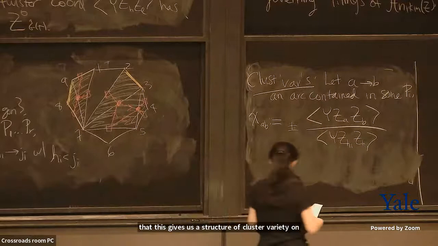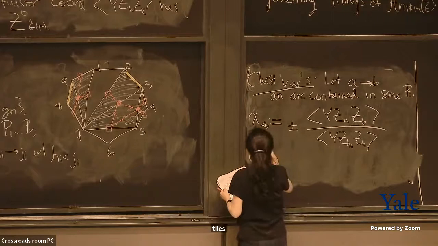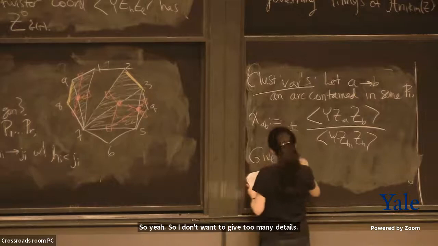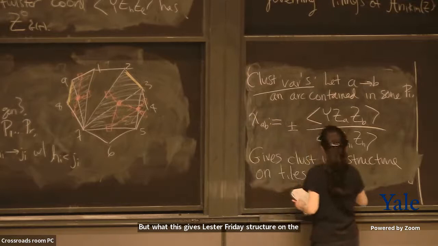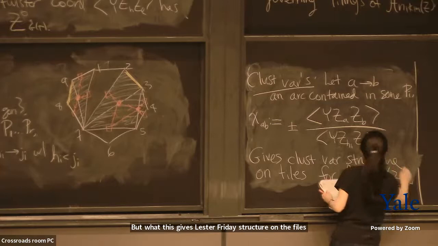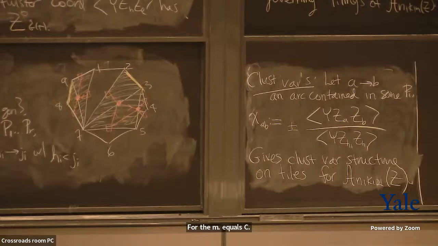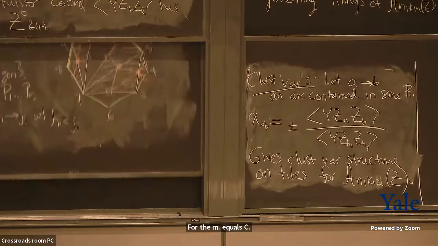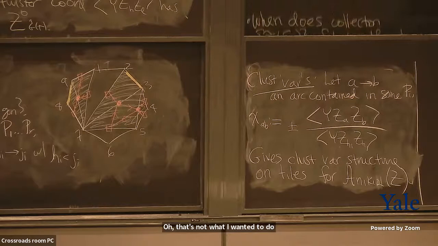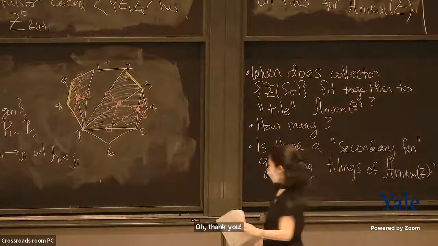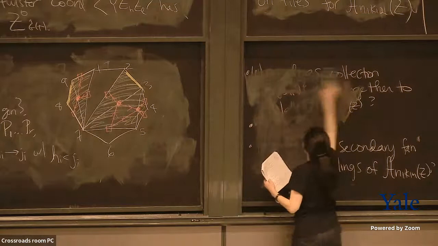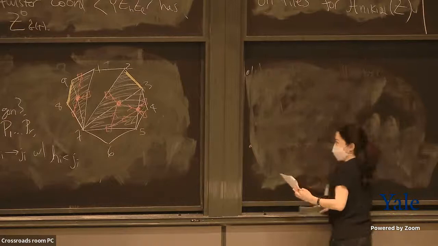Okay, so I don't want to give too many details, but this gives a cluster variety structure on the tiles for the m equals 2 amplituhedron.